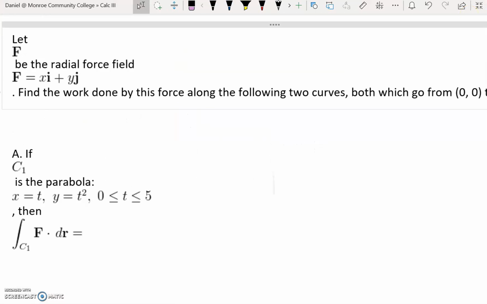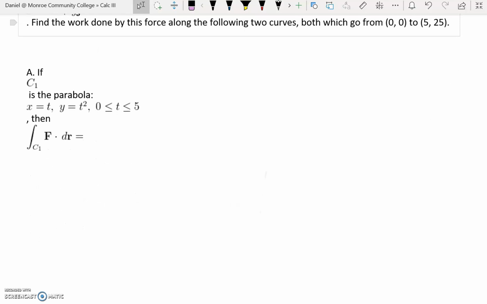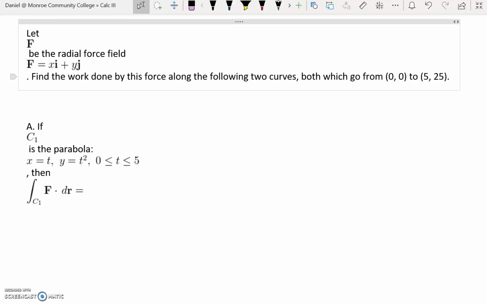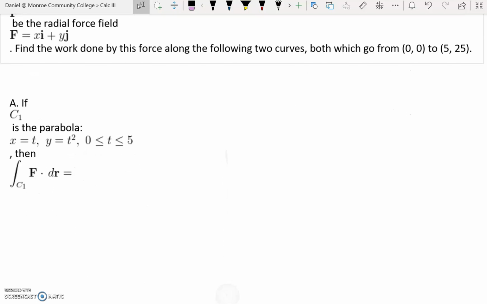Alright, so I'm going to run us through this problem real quick. It's question number 17 on the WebWork for line integrals. This is where they give us a vector field, but with no r. r is supposed to be the equation of these lines. This one's C1, this one's C2. I'm just going to walk us through how to do these.